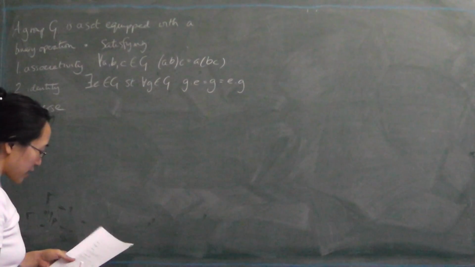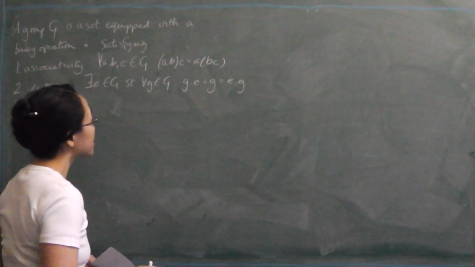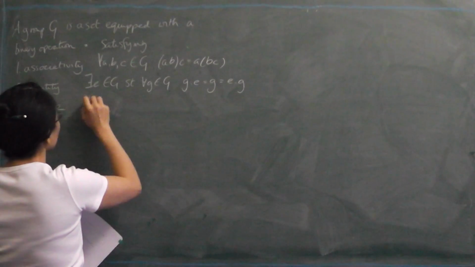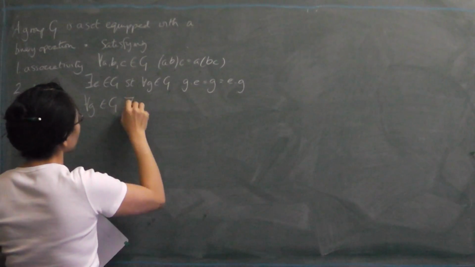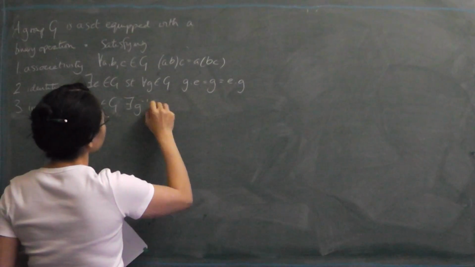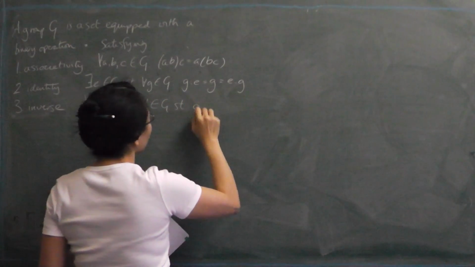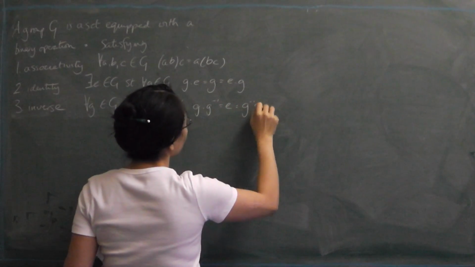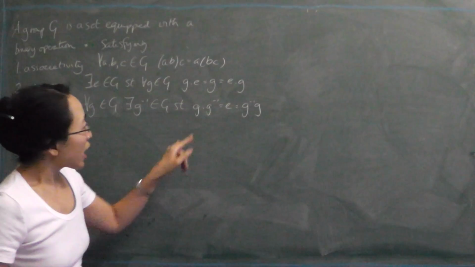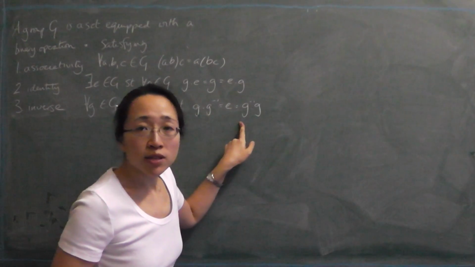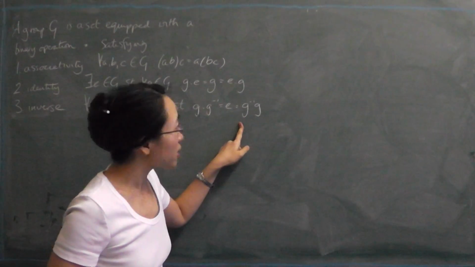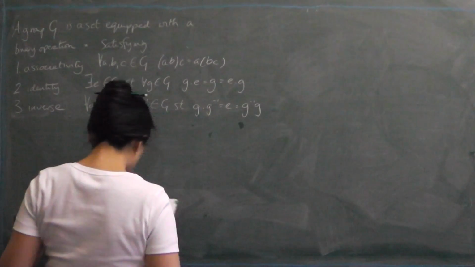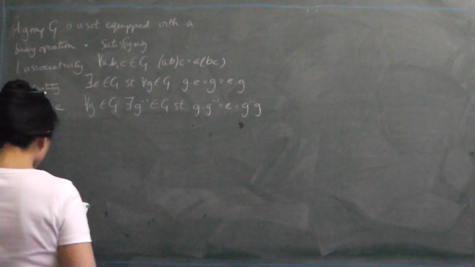And the inverse says that for every element of the group, there's another one that causes it to collapse back to the identity again. So for all g in the group, there exists g inverse in the group such that g times g inverse is the identity, and that's the same as g inverse times g. And we have to write these both ways round because this operation isn't necessarily commutative. So gh isn't necessarily the same as hg, and if it is, it's called abelian.